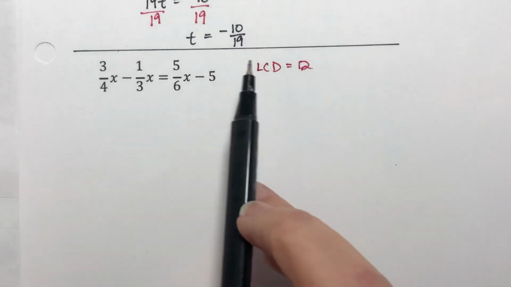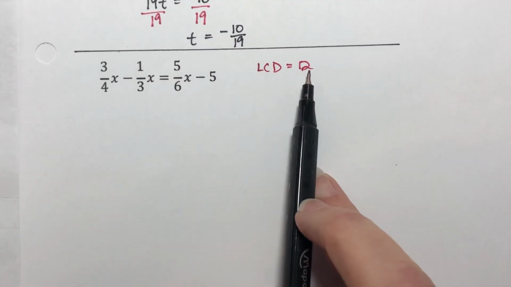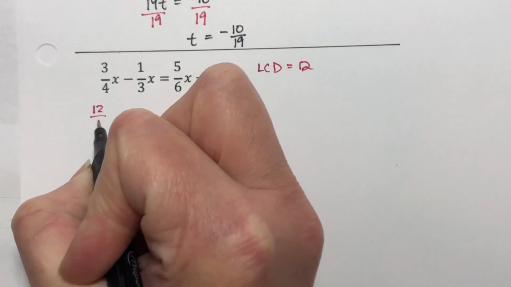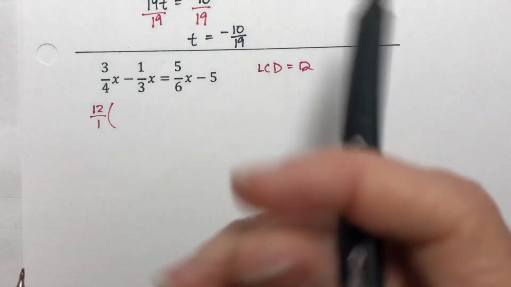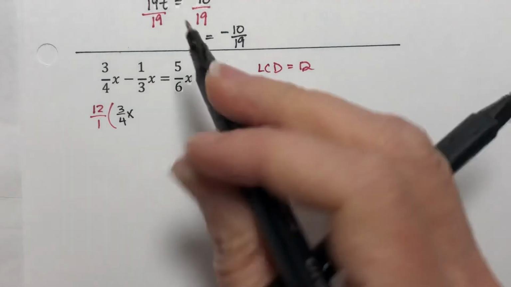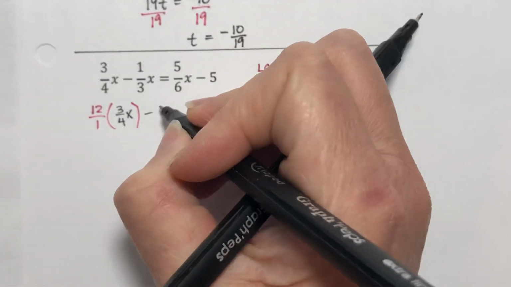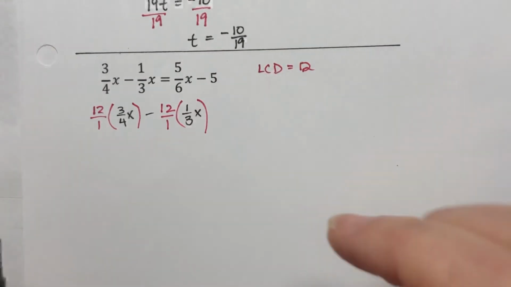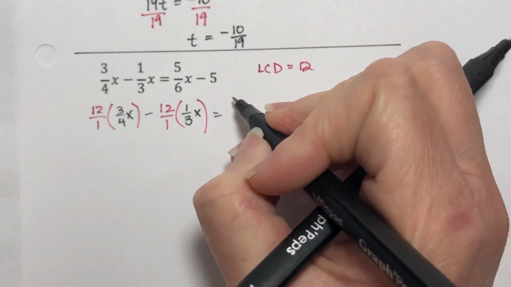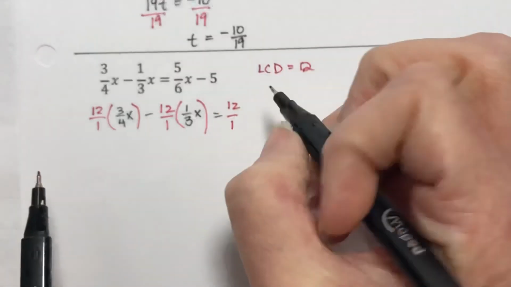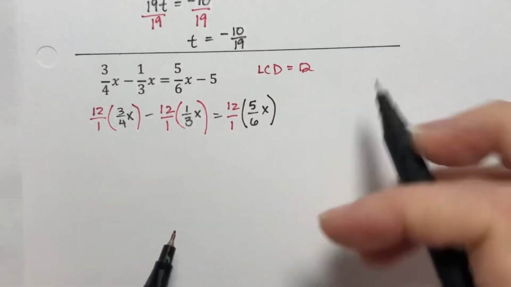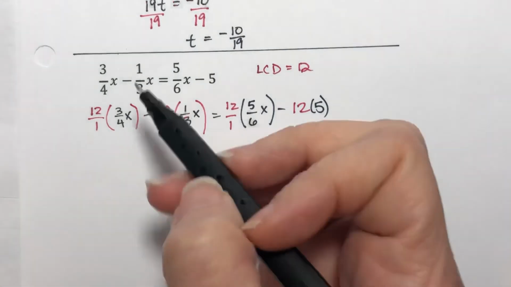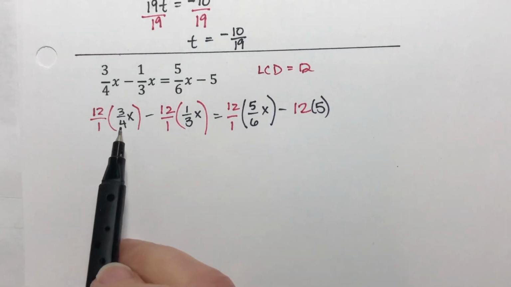Okay? So what I'm going to do is multiply each and every single thing in here by a 12, including this that doesn't have a fraction. So I'm going to write 12, and by a fraction I'm going to write it as 12 over 1, just so it's easier to see what's going on, times the 3/4 x, minus 12 over 1 times 1/3 x, okay, and this is equal to 12 over 1 times 5/6 x, minus, you can write it as 12 over 1, which is the same thing as just 12 times 5.